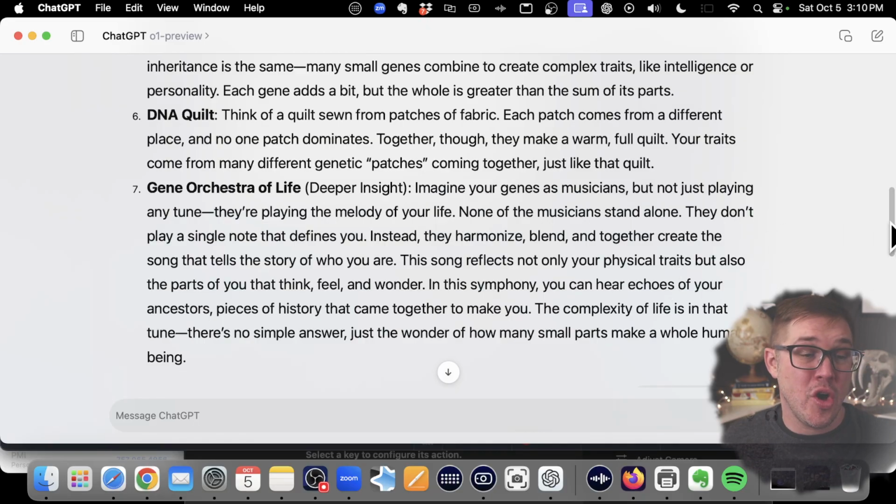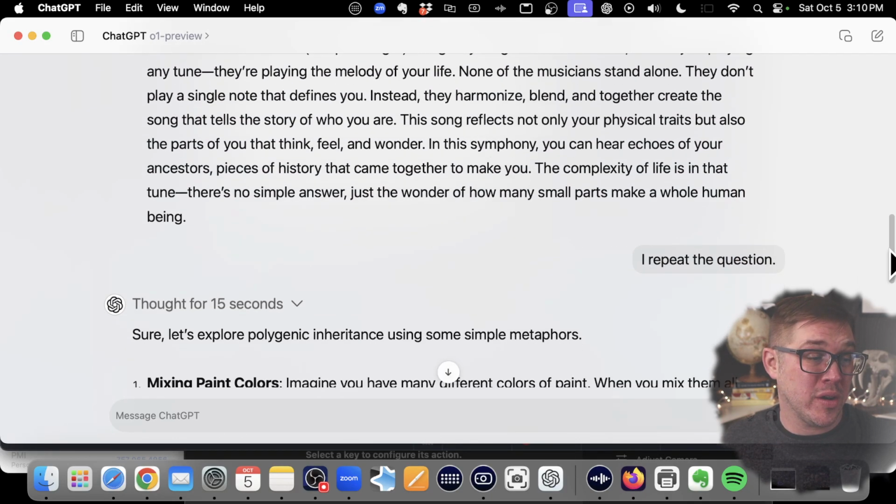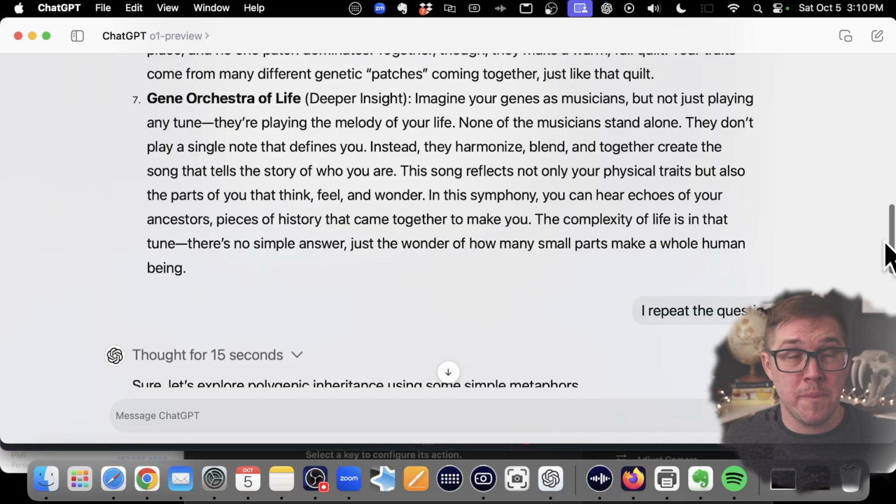I don't like it. Okay, now let's see if this is any better, the higher one. By the way, the higher one is only available if you pay for ChatGPT. I think it's still $20 a month. 20 of the best dollars I spend every month.